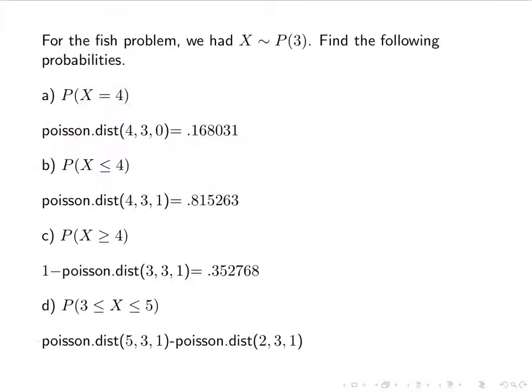Or I can use the probability of having at most 5 and subtracting the probability of having at most 2. But just remember that this has to be this guy minus 1. So Poisson.dist of 5, 3, 1 minus Poisson.dist of 2, 3, 1. And we get 0.492892.